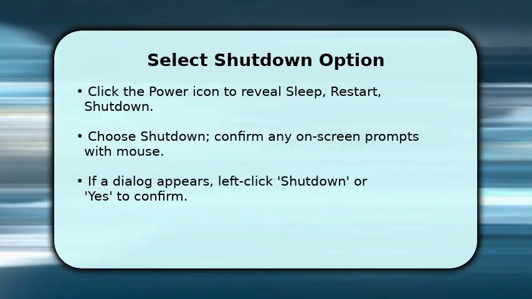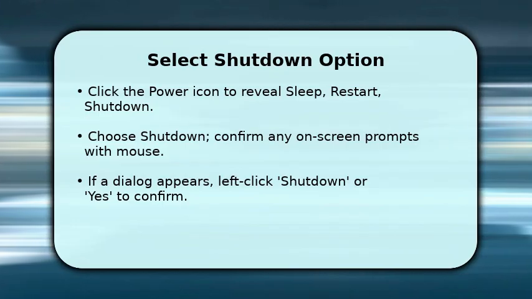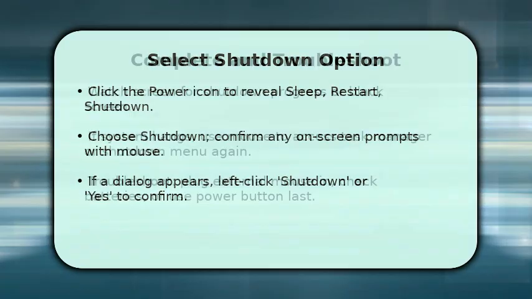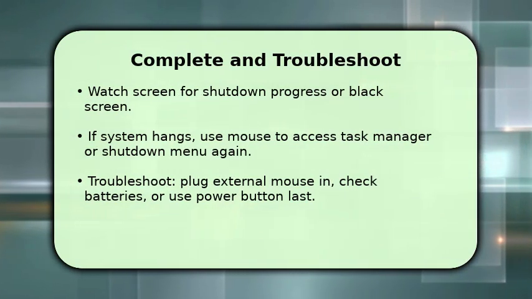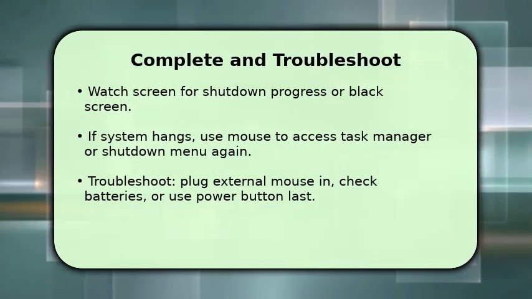Make sure to wait a heartbeat after clicking so background tasks can close. If you need to cancel, click an empty area to dismiss the menu and start over. The machine should begin closing apps and power off. Watch for the screen going black.